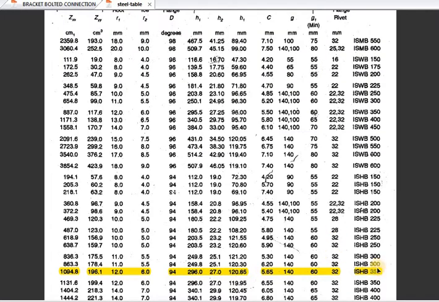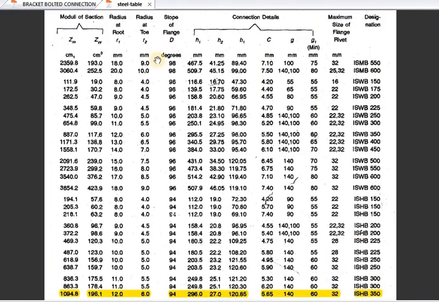So I am using this ISHB 350. The extra part has been given as the maximum size of flange, this will not be taken. Beyond this, we will use only G. This G part is again important. Small g is nothing but the gauge distance. The gauge distance in this case, for ISHB 350, we will take as 140.